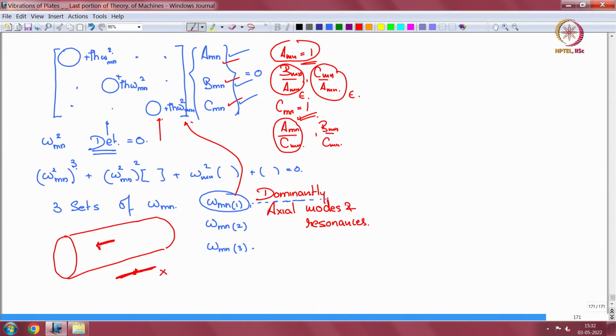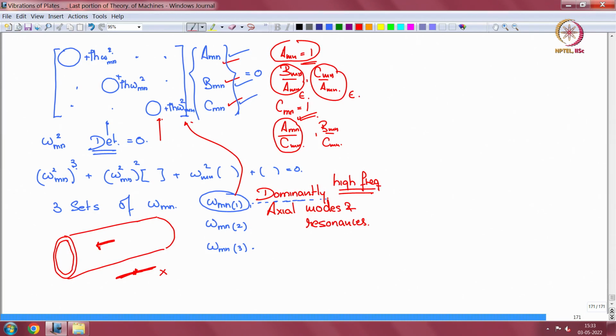Okay. Now the shell is quite stiff in the axial direction, compared to the other two directions it is quite stiff. So these frequencies are high or very high, high frequency values, these natural frequencies are high or higher.